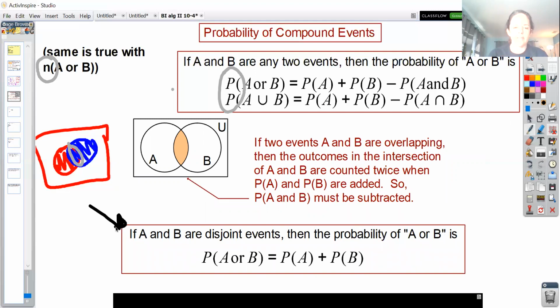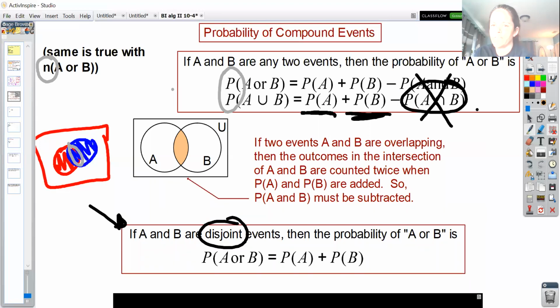Down to this second one, if A and B are disjoint, let's think about what that means. Disjoint means that they don't intersect at all. Then the probability of A or B, if we look at the top formula, would be the probability of A and the probability of B. But if they're disjoint, then the probability of their intersection is just 0 because they're not going to intersect. So you can just get rid of that part and say the probability of the union would be just the two individual probabilities added up.